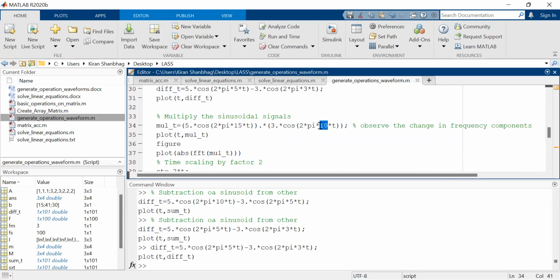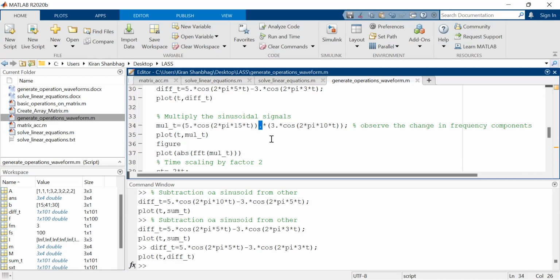Now when I added or subtracted, the frequency components were retained. When I multiply, something strange is going to happen. Neither the frequency 15 is going to be present, nor the frequency 10. Instead, we will get half cos(A plus B) and cos(A minus B). So we are going to have two new frequencies. Anyway, let us plot this. Let us multiply. So what is the command?